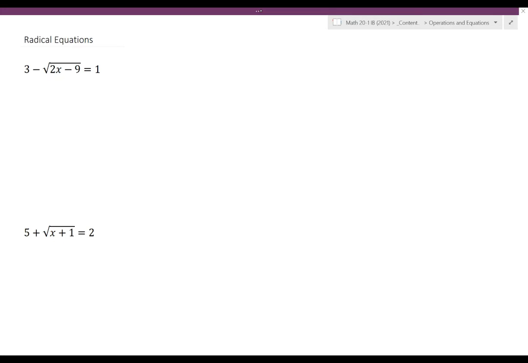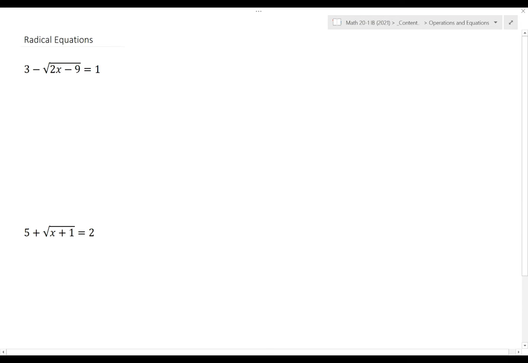Hello, in this video we're going to look at solving radical equations. When solving radical equations, ultimately I'm doing what I'm doing when I'm solving any equation, which is trying to isolate x. Starting with the outside operations, essentially furthest away from x, I work my way in. So in this case, for example, I would subtract 3 first.